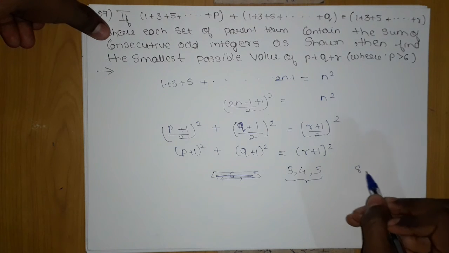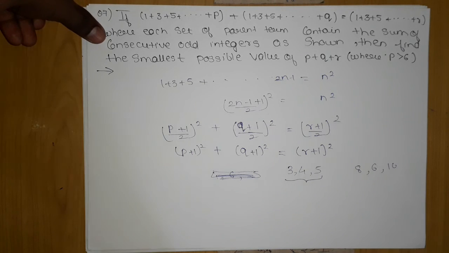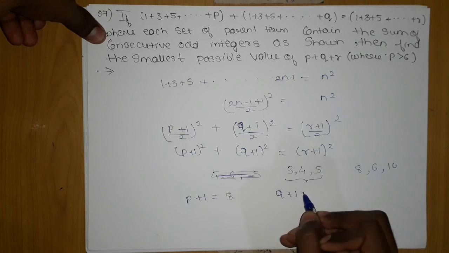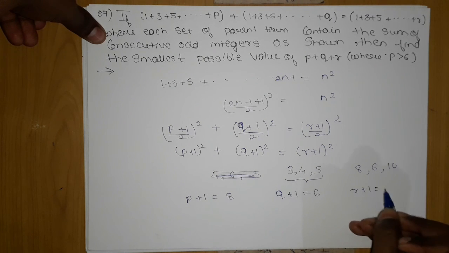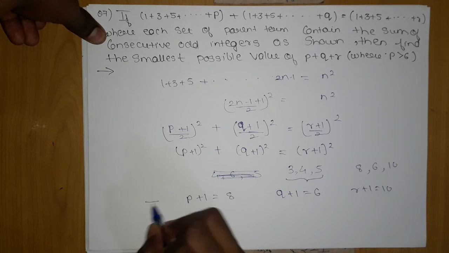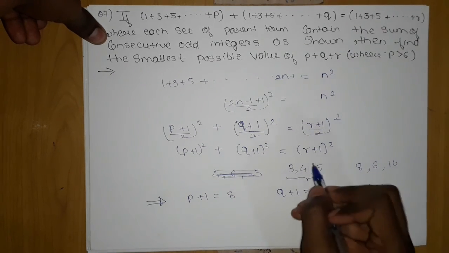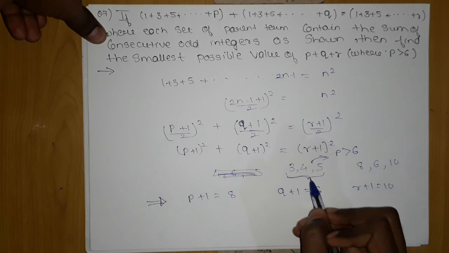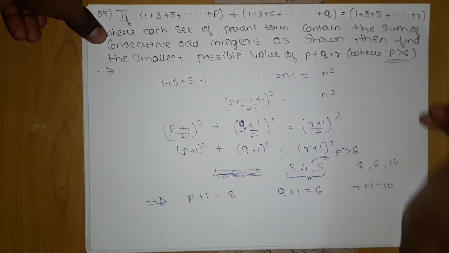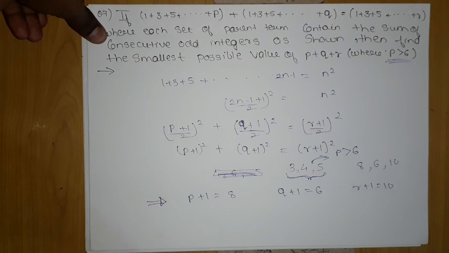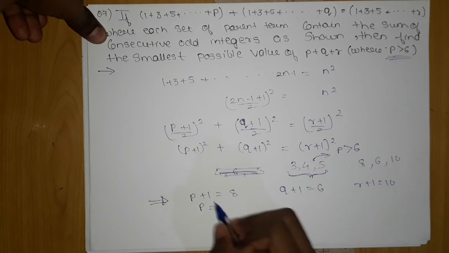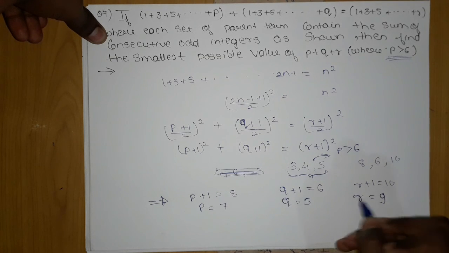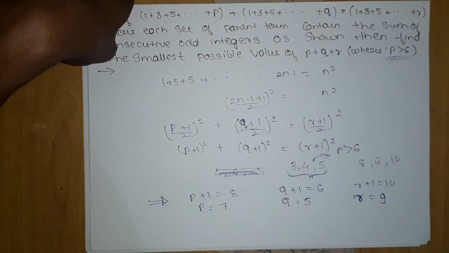The next triplet we can think of is 6, 8, 10. So P plus 1 should be 8, Q plus 1 should be 6, and R plus 1 should be 10 for this triplet to be formed. Why did we choose it this way? Because P should be greater than 6. So we get P value as 7, Q value as 5, and R value as 9. We got P, Q, R just by identifying the triplet.